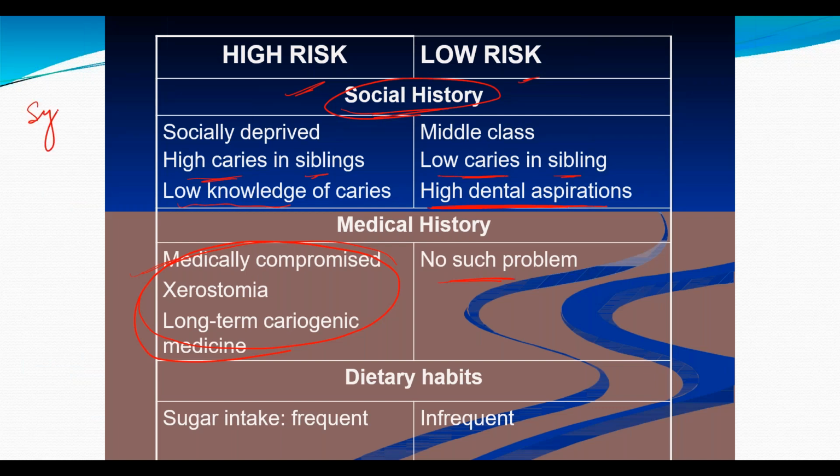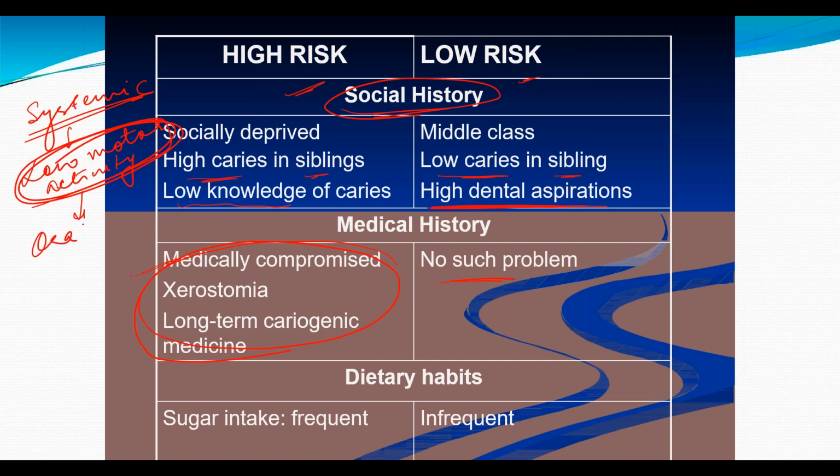See, with the systemic conditions like rheumatoid arthritis, the patient will have low motor activity. And because of this low motor activity, the oral hygiene will be poor. Patient is not able to maintain a proper oral hygiene, and the caries risk will be high. Also, when conditions like anxiety or depression, those diseases, then the patient is prescribed medicines. Those medicines lead to xerostomia.